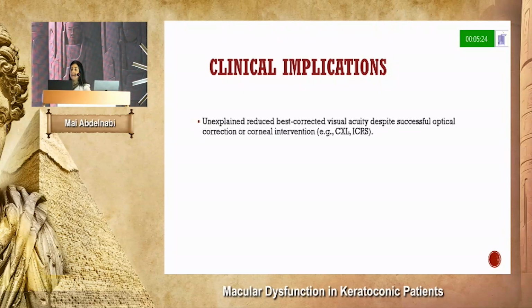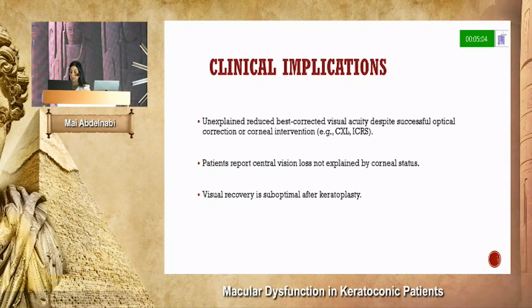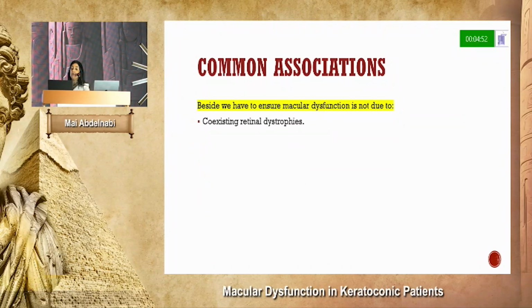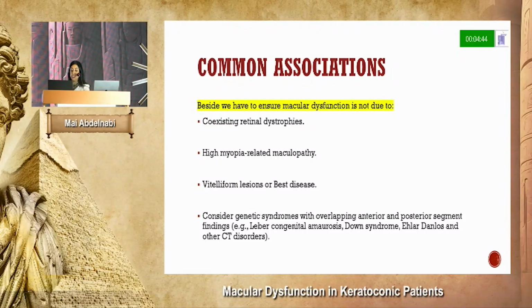Which type of keratoconic patient can we send for evaluation of the posterior segment prior to correction? Unexplained reduced best corrected visual acuity despite successful optical correction or corneal intervention. The patient reports central visual loss not explained by the corneal status. The visual recovery is suboptimal after the correction. Besides that, the common associations in keratoconic patients should be excluded, like coexisting retinal dystrophy, high myopia-related maculopathy, vitelliform lesion, and past disease, other congenital and genetic anomalies.